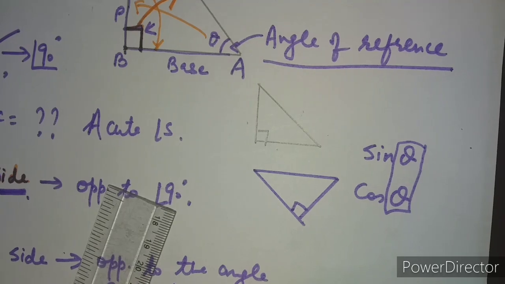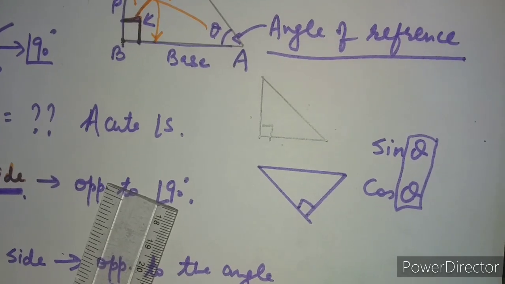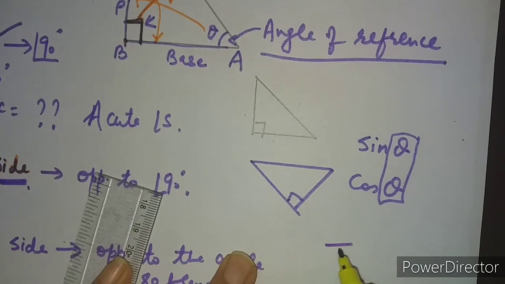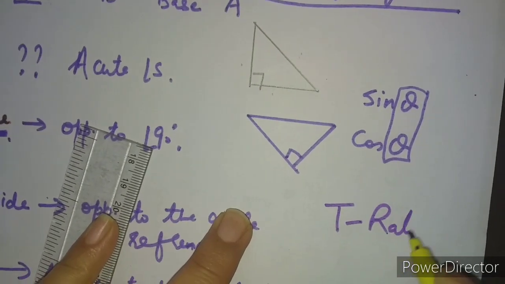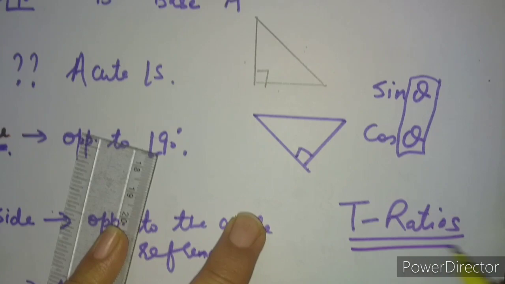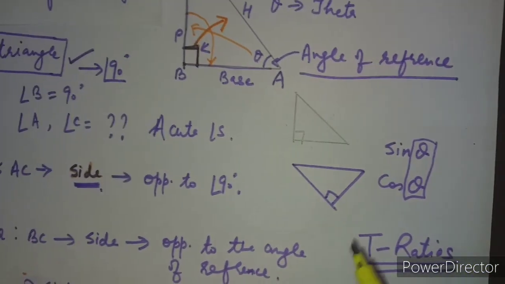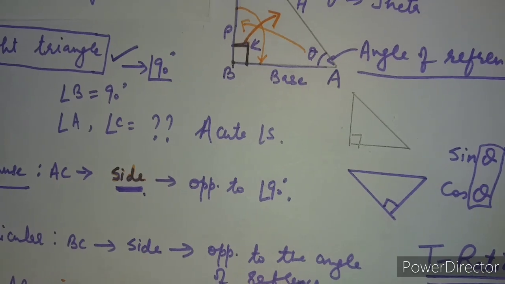So remember these definitions. Most important, in my next video we will talk about the different trigonometric ratios, and we call them T ratios. Clear to you? So please make sure you learn these definitions and try to understand. If something is not clear, you may ask.